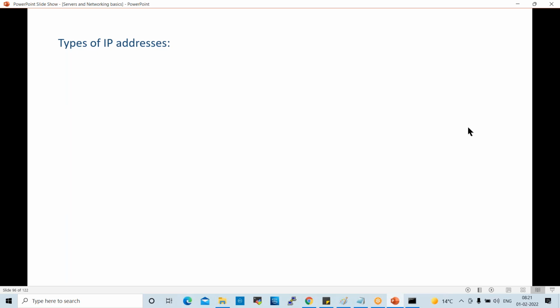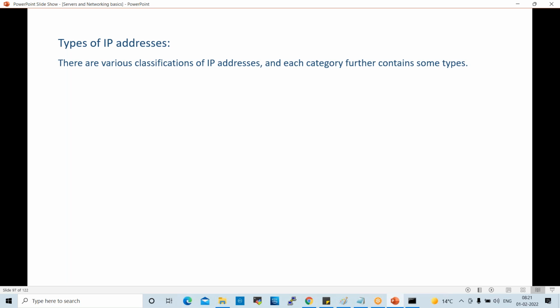Types of IP addresses. What are the types available? There are various classifications of IP addresses, and each category further contains some types. The first one is private IP, and the second one is public IP. Private IP means within the LAN network, we can use our own IP addresses. For example, internally within the organization, we use some IP addresses. Those are private IP addresses. Public IP, what is public IP?